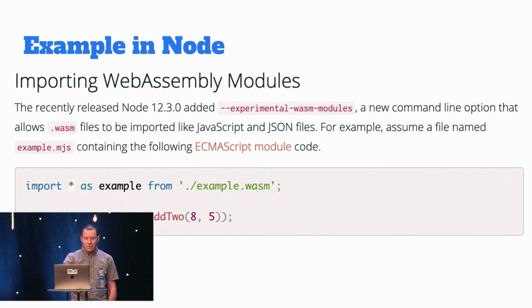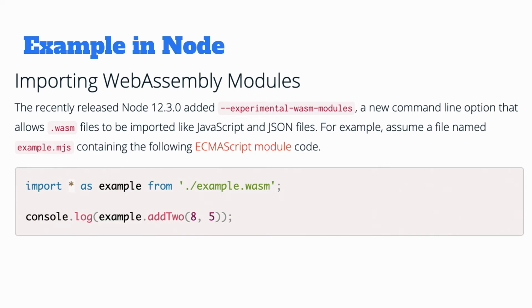So this is an example of how you would import a Wasm module and use it in Node. It was released in 12.3, I guess, as an experimental feature. And you can see here it's pretty straightforward. This example is a compiled artifact, and they're calling this add_to function on it that was exposed.